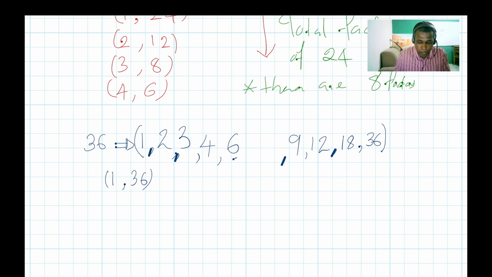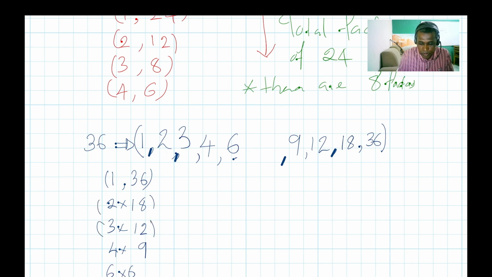So what are the pairs coming? First is 1 times 36. Second is 2 times 18. Third is 3 times 12. Fourth is 4 times 9. Last one is coming 6 times 6. All these are coming with pairs.